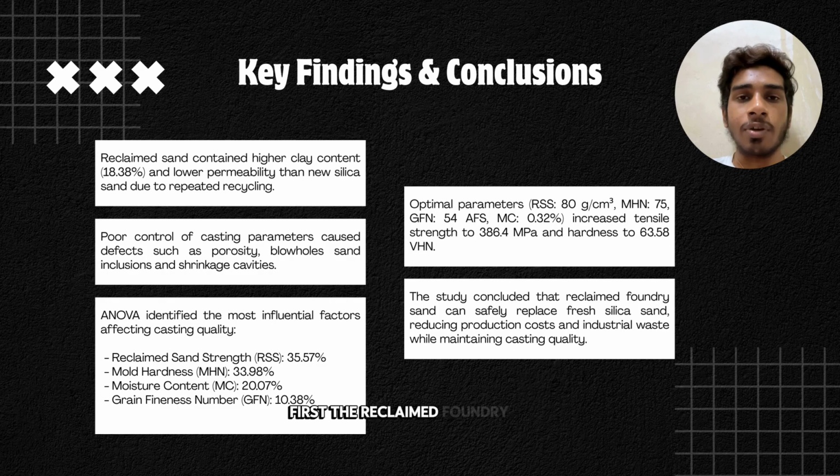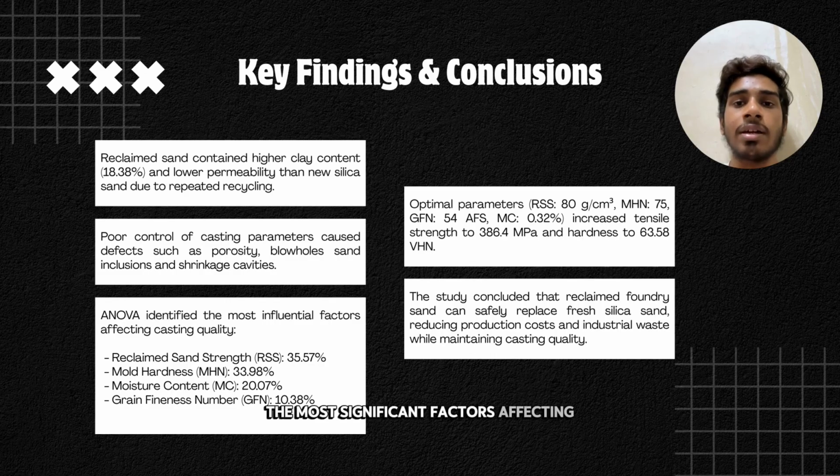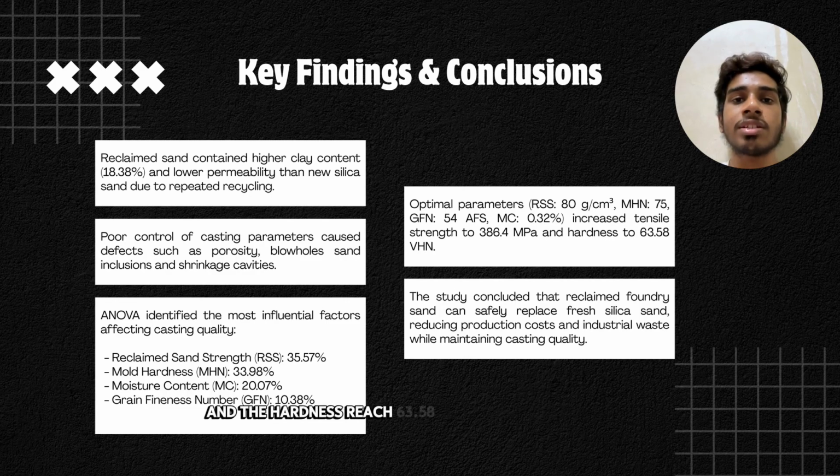First, the reclaimed foundry sand showed a higher clay content and lower permeability than the fresh silica sand due to repeated recycling. It was also found that poor control of casting parameters can lead to defects such as porosity, blowholes, sand inclusions, and shrinkage cavities. Based on the ANOVA analysis, the most significant factors affecting casting quality were reclaimed sand strength, mold hardness, moisture content, and grain fineness number.